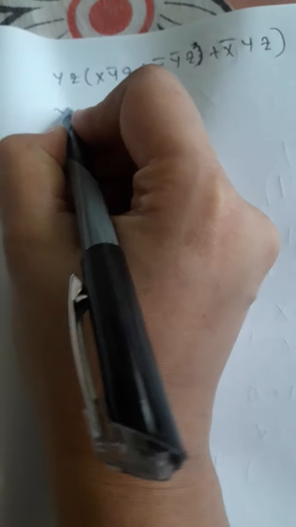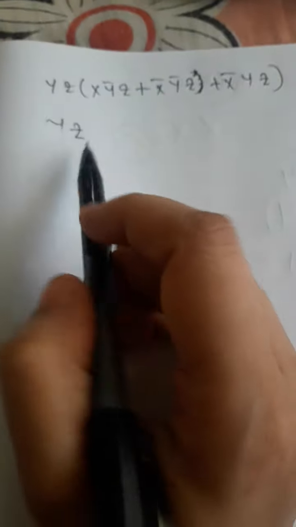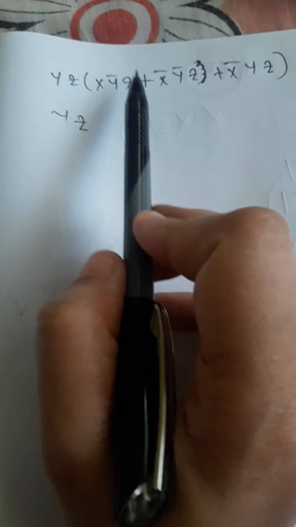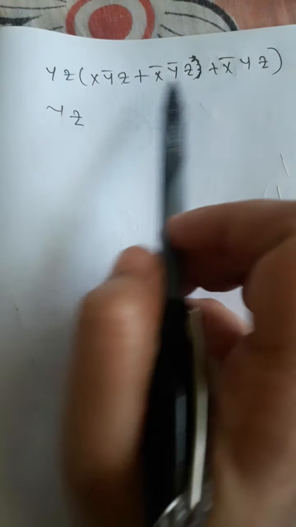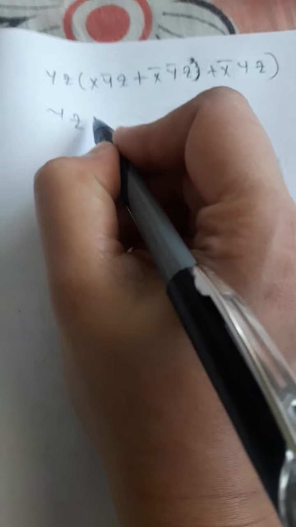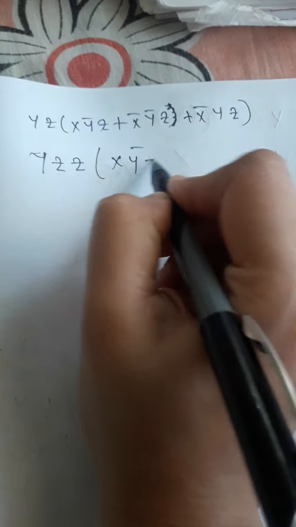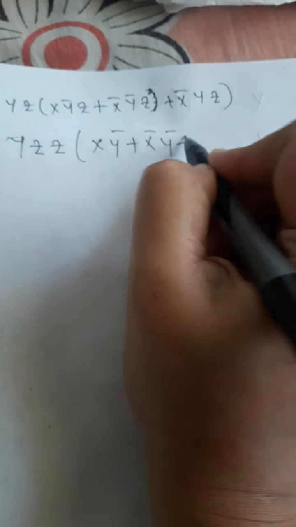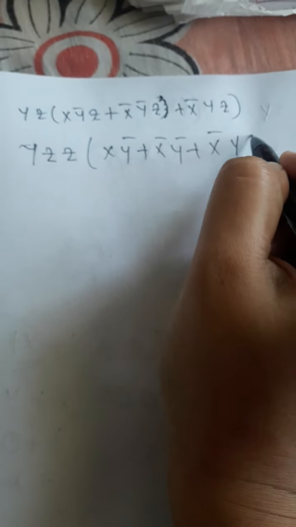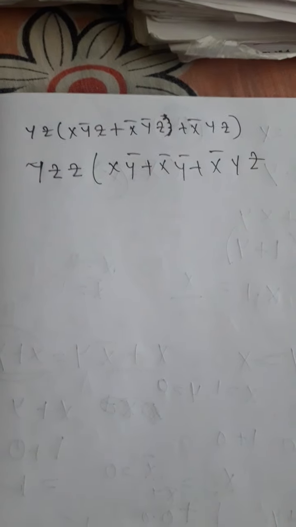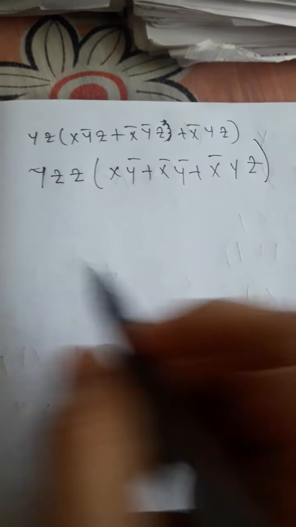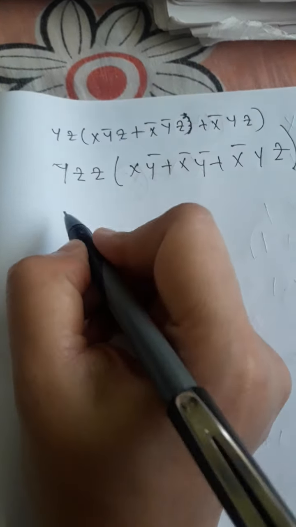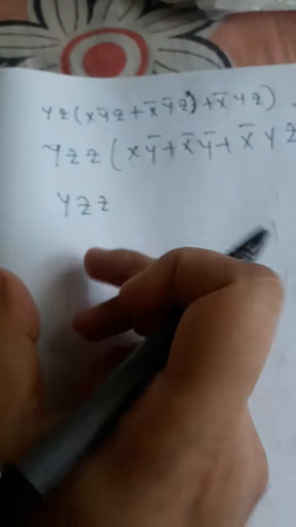The yz will be like this, yz. Now see, the z variable is present in every small expression, so we can take z as a common term from the inner expressions. So the rest will be xy bar plus x bar y bar plus x bar y. So I have taken z as common and the rest of the part is inside the bracket. Now yz is the outer part.